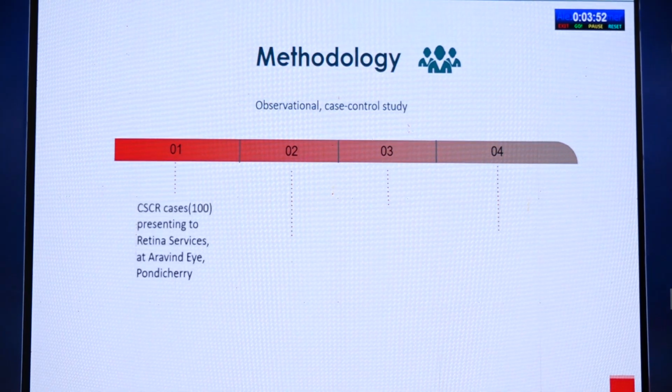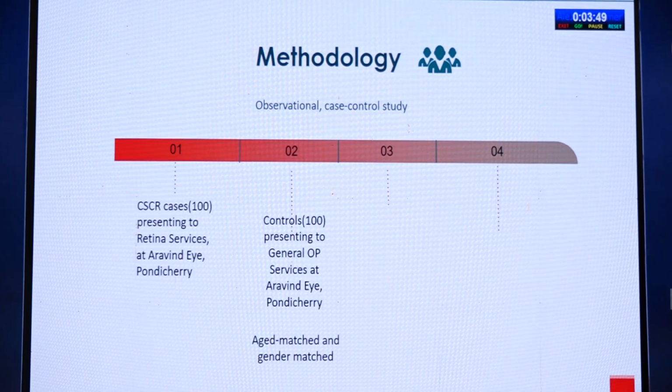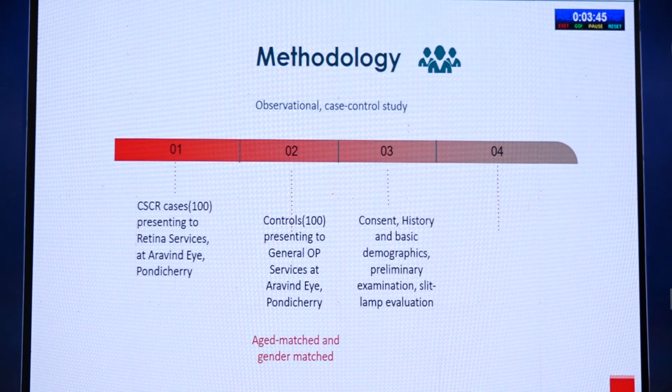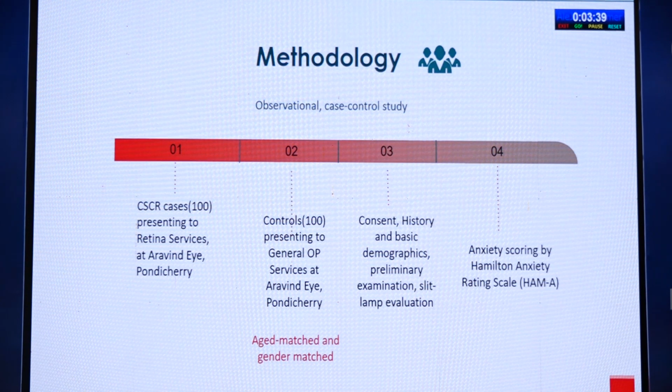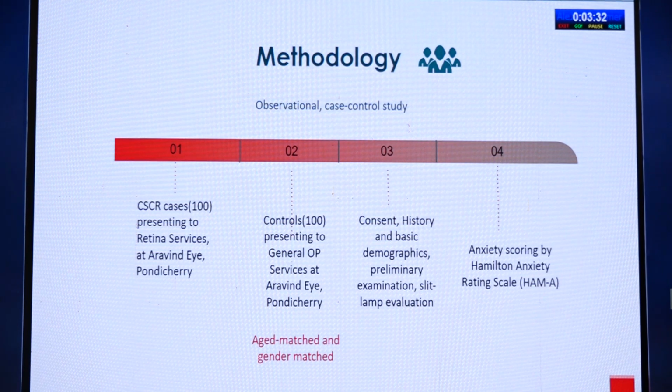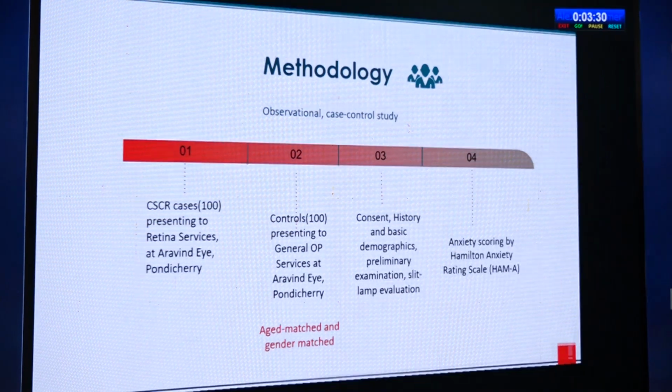We took 100 CSER cases and 100 controls which were age matched and gender matched. After taking consent, history, and basic demographics, anxiety scoring was done in these patients. The scale used was the Hamilton Anxiety Rating Scale, which is a validated questionnaire, and it was administered by a trained study coordinator.